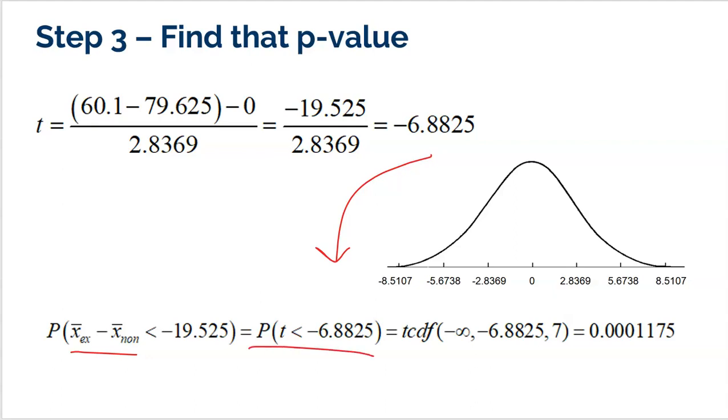So I use TCDF here. I'm going to start at negative 99 as my negative infinity. I'm going to go to negative 6.8825, my t-score. And again, don't forget the 7 degrees of freedom. And the p-value is really, really low, 0.000175. This is clearly a significant difference.